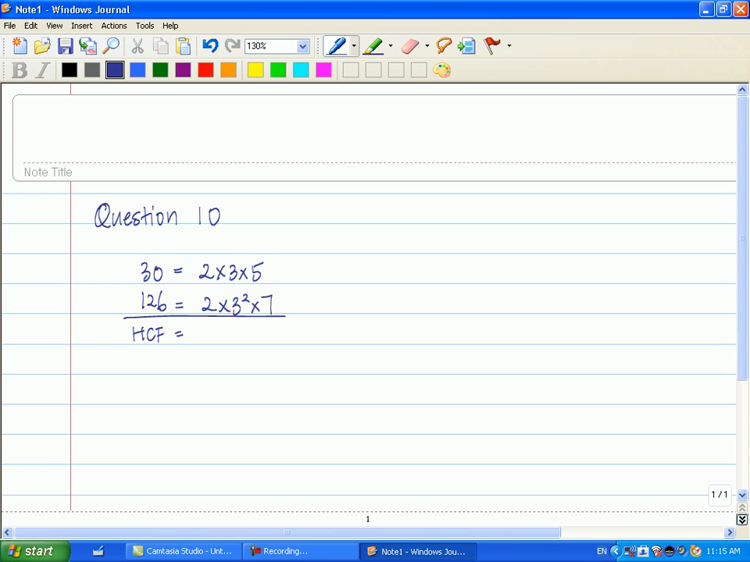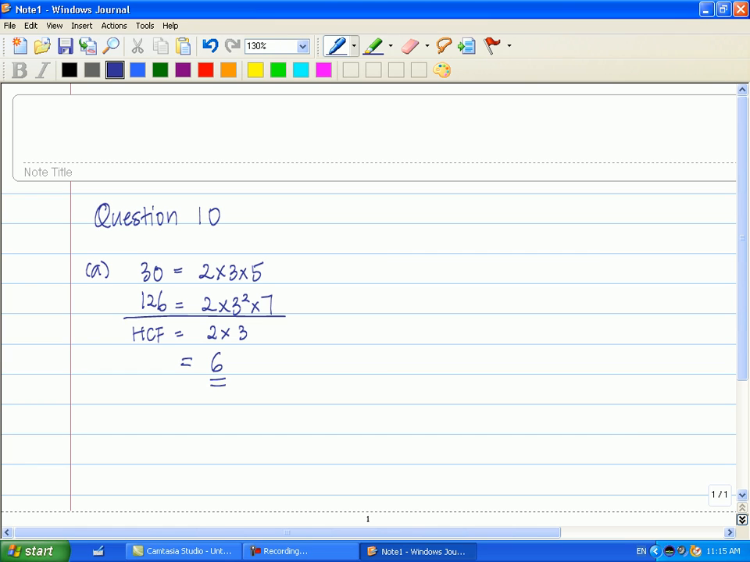When we want to take the highest common factor, we must choose the factors that are in both the numbers. Hence, 2 is a choice. And when we look at 3 and 3 squared, we'll choose the one with the lowest power because 3 will be common, whereas 3 squared is not common. As for 5 and 7, they are not common in both numbers. Hence, the highest common factor is only 2 times 3, which is 6. That is for part A.